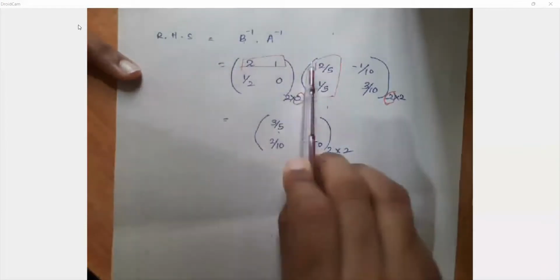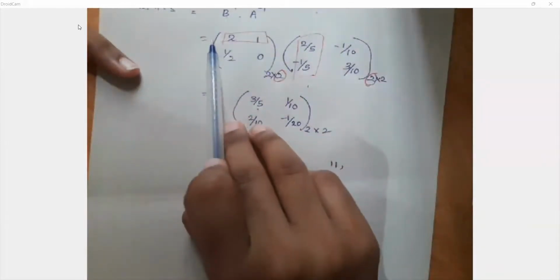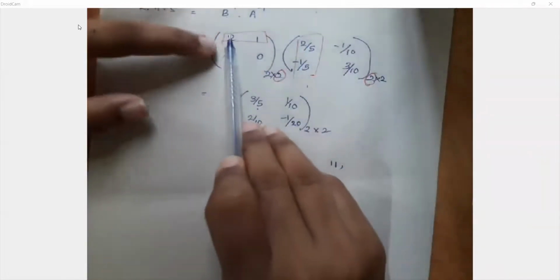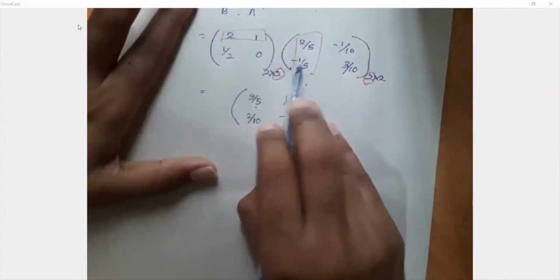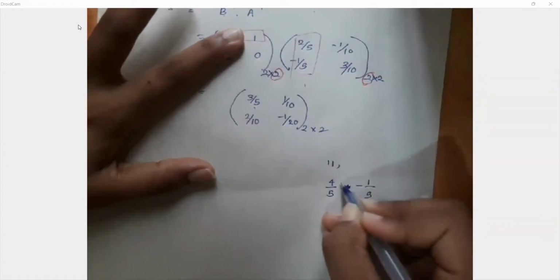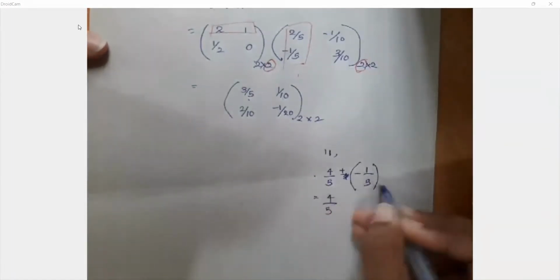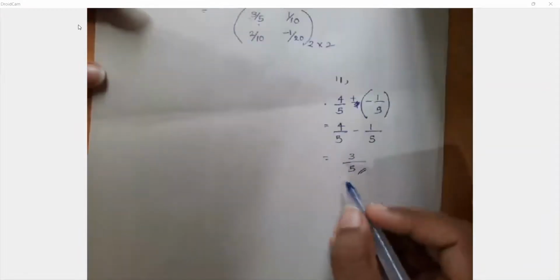I want 1, 1. We did these same ones earlier also, multiplication of matrices. See, 2 into 2, 4 over 5. Then 1 into minus 1 over 5, it will become minus 1 over 5. That means 4 over 5 plus minus 1 over 5, that means 3 over 5. Here 3 over 5.